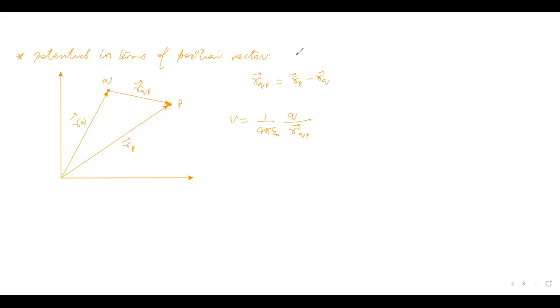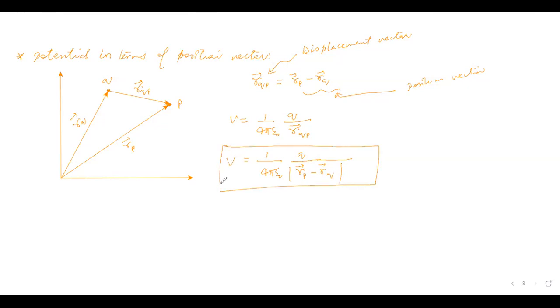Okay. I mean, what is your RQP? This is your displacement vector. Remember that. This is your displacement vector and this is your position vector. Are you clear or not? So you can write here 1 over 4 pi epsilon naught Q over RQP, which can be written as RP minus RQ. So please note it down. This is your potential V. Note it down, please.